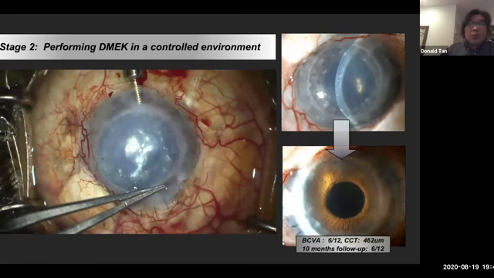This patient achieved 6/12 vision. We don't have a cell count. We couldn't get a cell count value, but the cornea is very thin. It's 460 microns, 10 months follow-up, 6/12.